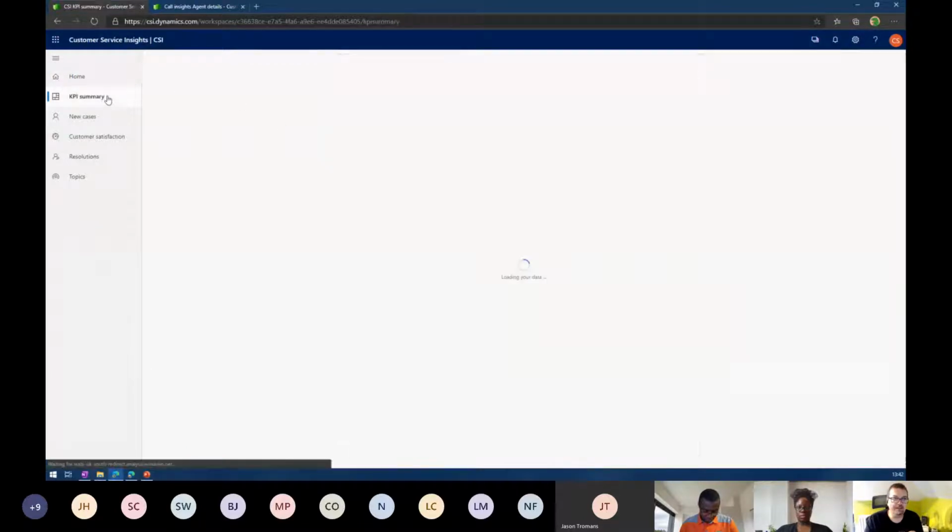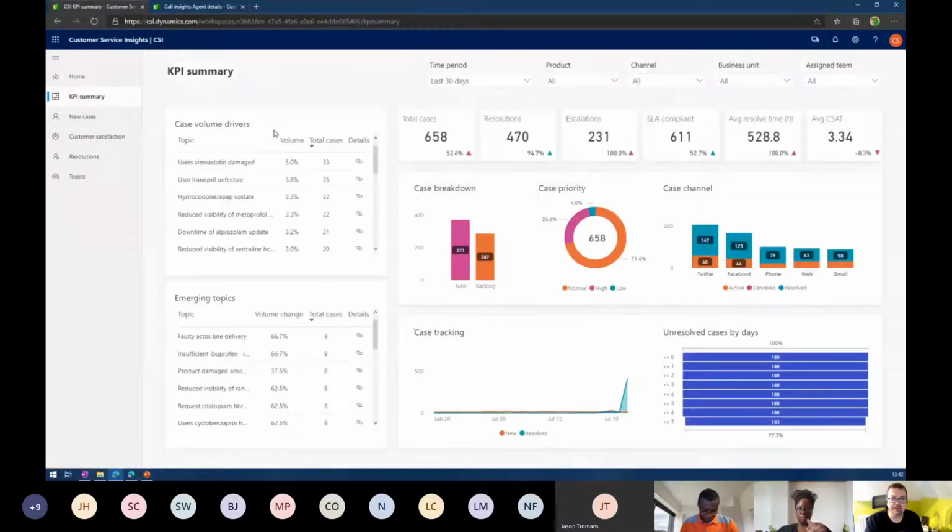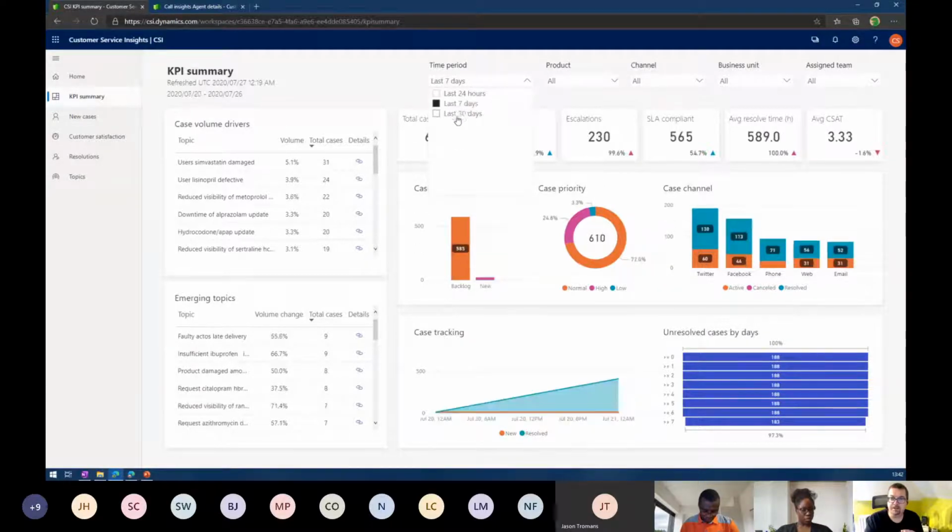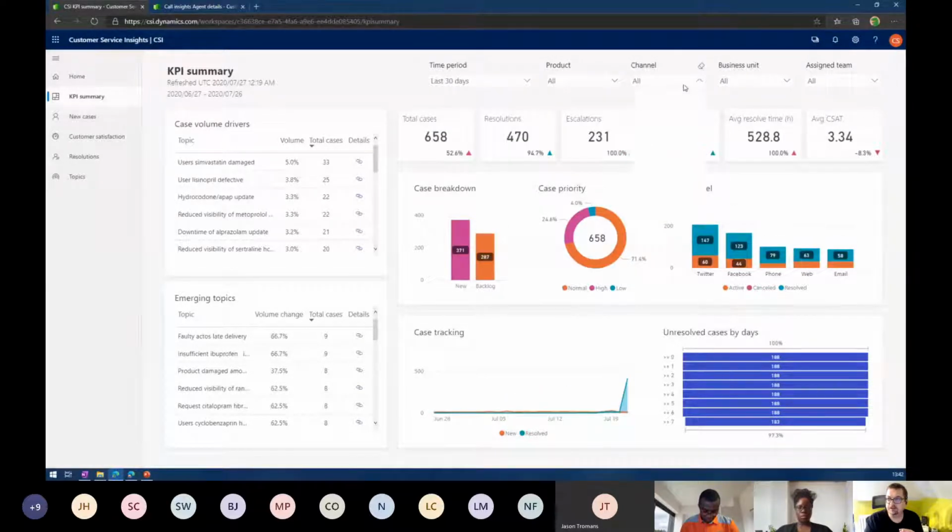If we go down on this left-hand side now, the first one we come to is KPI Summary. So that's key performance indicators. On the top here, we've got time periods, etc. That it's very much like Power BI. We can change these things and it will impact the rest of them. We can do that by product and channel, even the business unit if we had a breakdown of that.